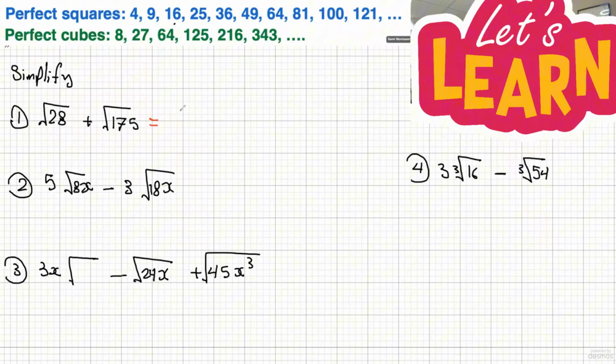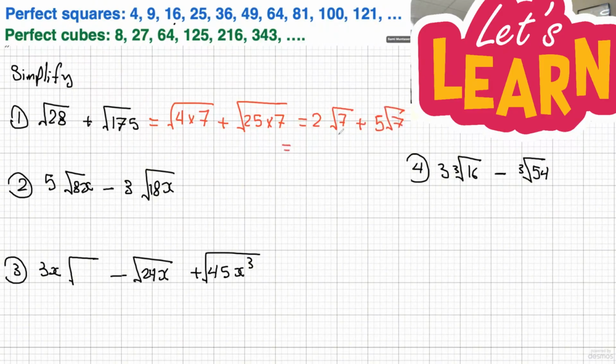So for 28, the largest perfect square that goes into 28 is 4, so that's going to be 4 times 7 under the square root plus, and 175 is 25 times 7. Now square root of 4 is 2, and this 7, you cannot square root that because that's not a perfect square, so 2 root 7 plus the square root of 25 is 5, and we cannot square root this 7 because it's not a perfect square.